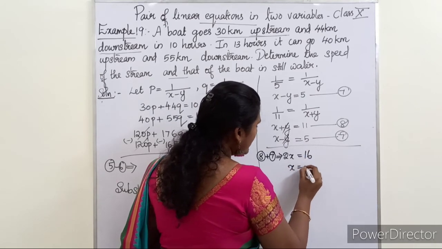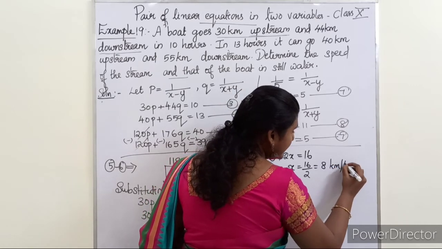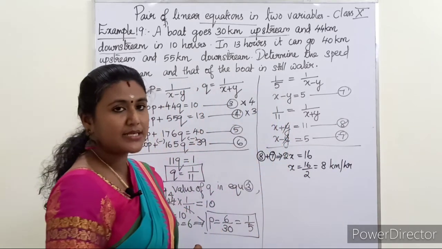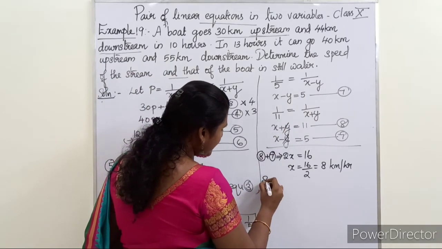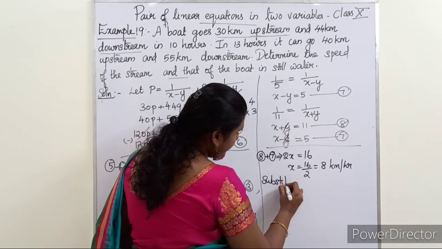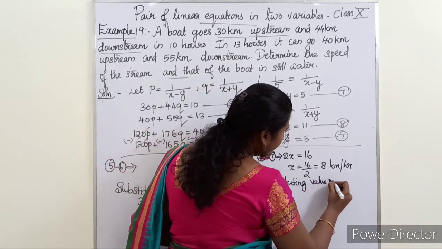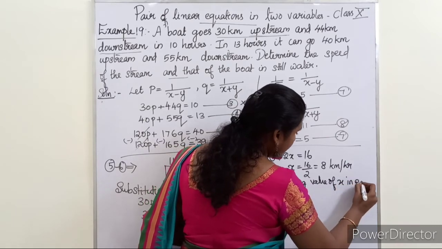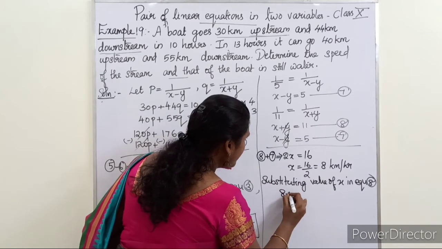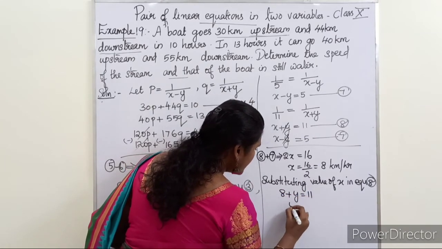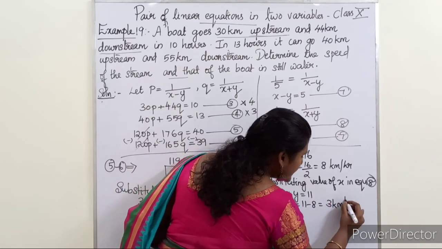So x is equal to 16 by 2, which is equal to 8. Actually x is the speed, so 8 km/h. Now this value we will substitute in the 8th equation. So substituting the value of x in equation 8, we get 8 plus y is equal to 11. So y is equal to 11 minus 8, which is equal to 3 km/h.